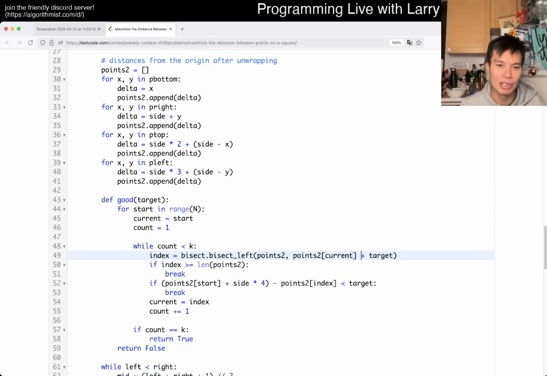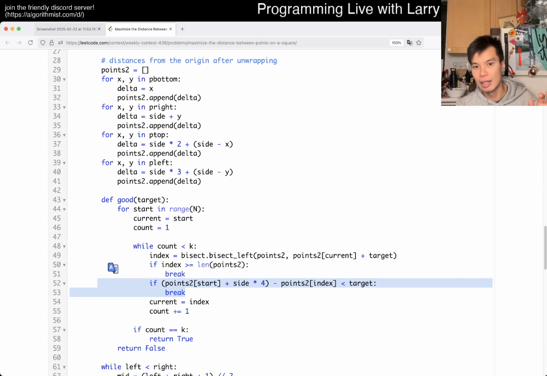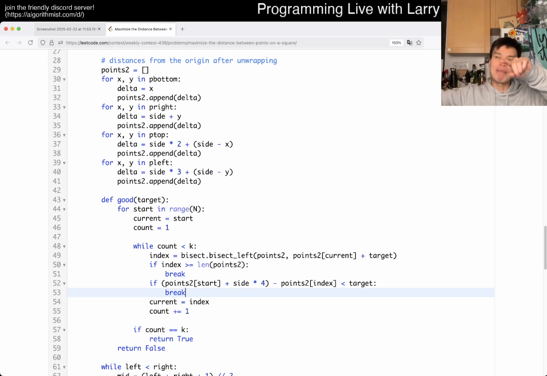So then now we just count, because now we have one point chosen, and while the count is less than k, this makes it O of k, right? Then now we do a binary search. Again, this binary search is going to be log n, to get the next index at which you have the current point plus target. We do 2 checks. If this goes off the boundary, then of course we just ran out of points, so we want to break. Otherwise, if we wrap around, if the point we just added is too close to the point that we started at, we also break, right?